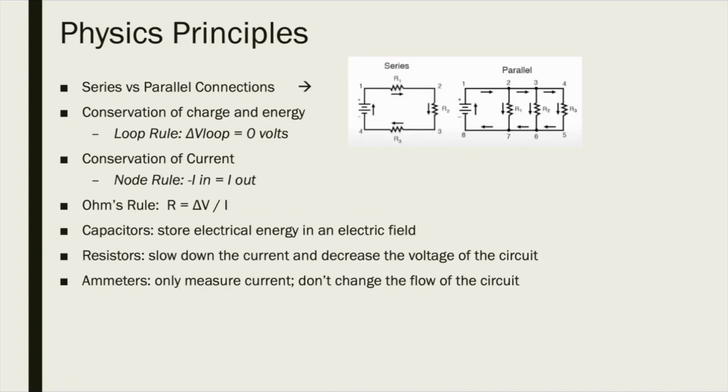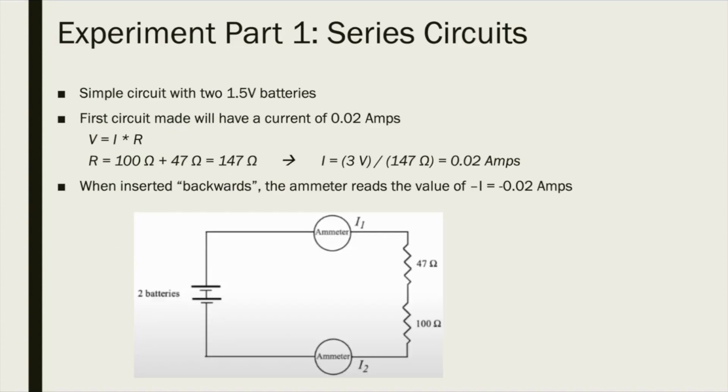So the principles used, we see the series versus parallel connections in the diagram to the right. We also use both conservation of charge and energy and the conservation of current with the loop rule and the node rule. We use Ohm's law, and then the principles of capacitors, resistors, and ammeters. Capacitors store electrical energy in an electric field, resistors slow down the current and decrease the voltage, and ammeters only measure the current. They don't change the flow of the circuit.